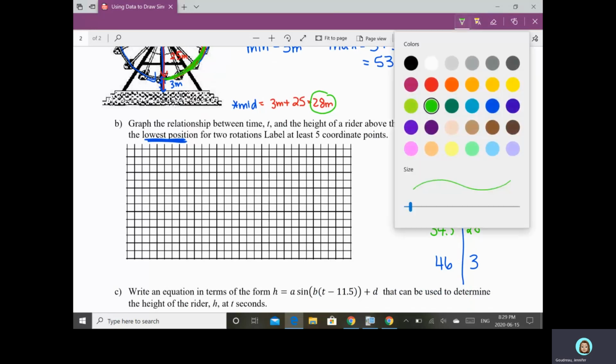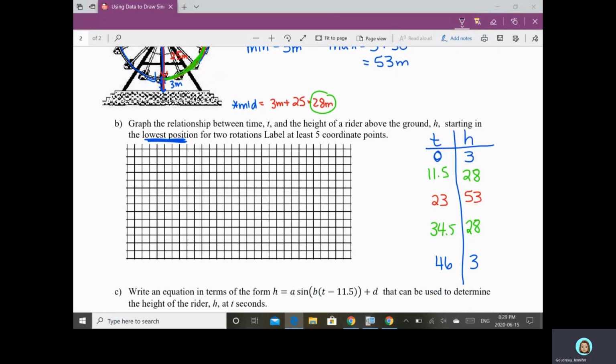Let's go ahead and label our axes. Again, time is our x, and that is in seconds. And this is going to be our height, h, which is in meters. Okay, now, admittedly, this grid does not work great for these numbers, but we're going to make it work. Now, we want to do 2 rotations. So 46 seconds is 1 rotation. We're going to have to go up to about 92 seconds so that we can get 2 rotations in.